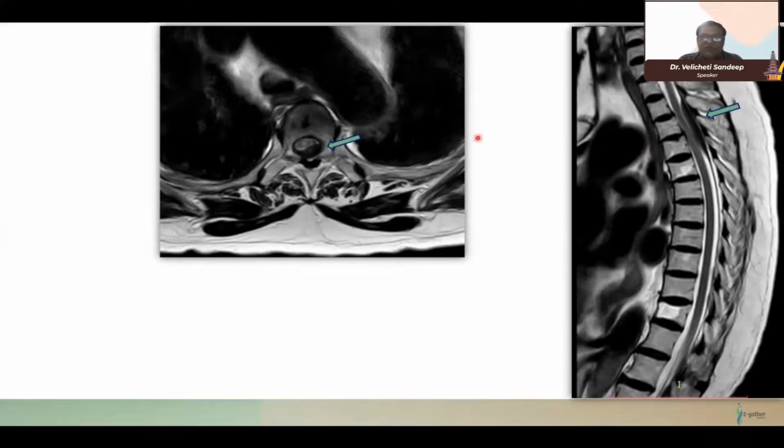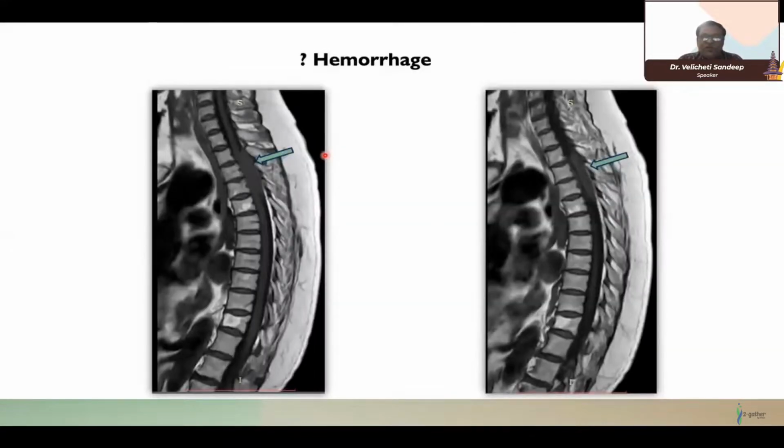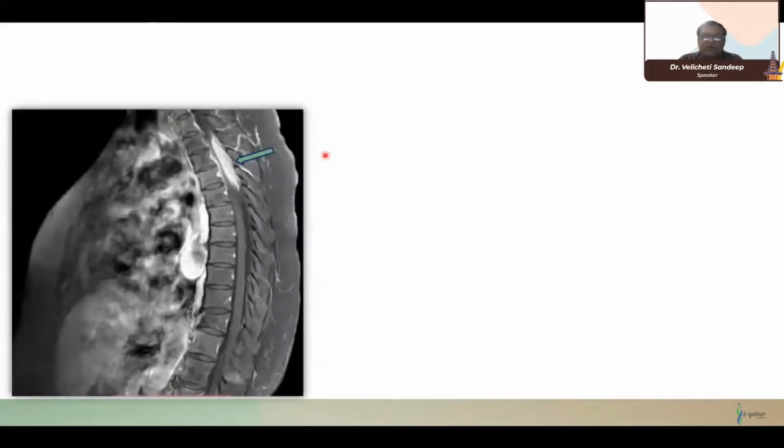So this T2 dark, impressive darkness, I thought it is consistent with possible hemorrhage. That is the thought process. T1 weighted also slightly hyperintense than usual. So that further confirmed that this could be a hemorrhage. But after giving contrast, our thought changed. There is intense homogeneous soft tissue type of enhancement seen. Adjacent bones do not reveal any obvious signal changes or abnormal enhancement.